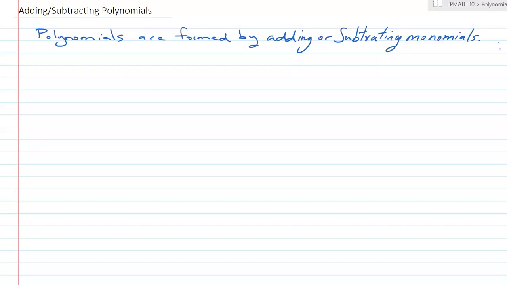First, let's define polynomials. Polynomials are formed by adding or subtracting monomials. That's basically it. When you have two or more monomials, you add or subtract them, you end up getting polynomials. Poly means many terms. Nomial means terms, okay? So polynomials means many terms. So very simple example, 2x squared plus 3xy plus y squared. That is an example of a polynomial. Okay, simple as that.